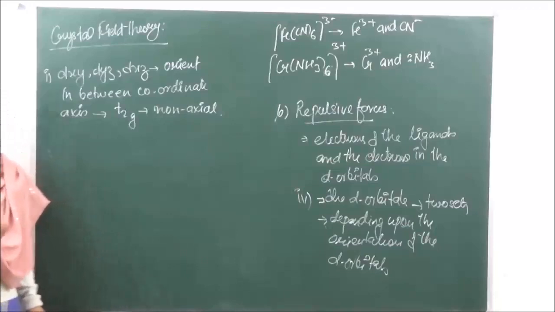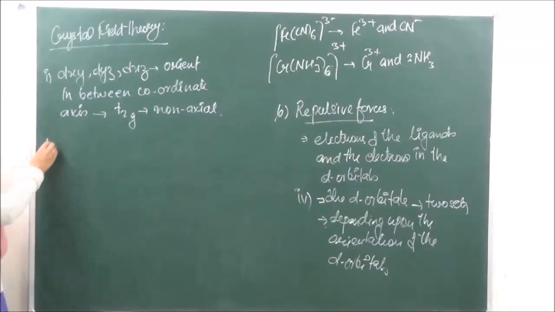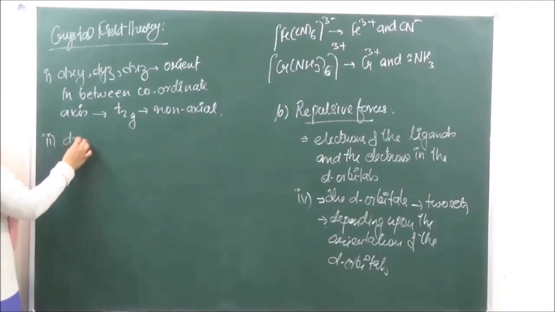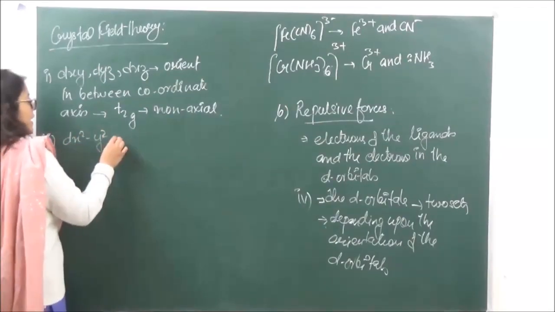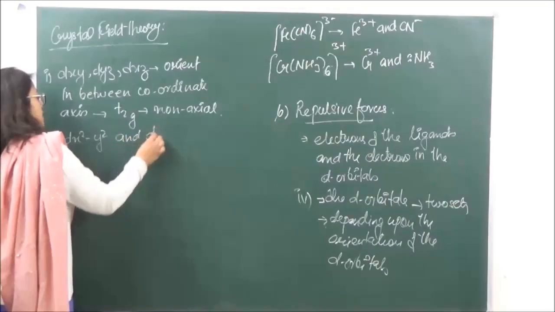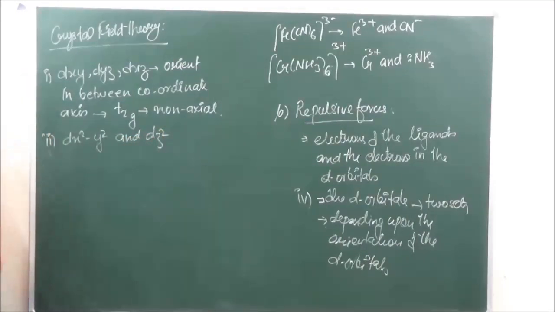Right? Then when we are talking of the second set of orbitals, that is dx square minus y square and dz square, both of these orient along the axis. They are going to orient along the axis.